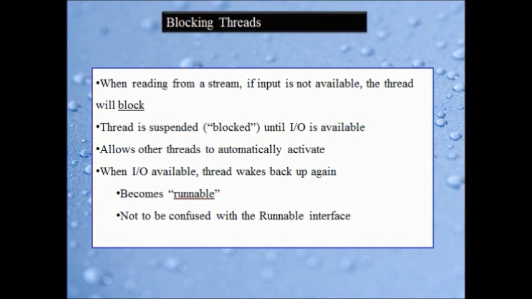Blocking threads. When reading from a stream, if input is not available, the thread will block. The thread is suspended until input or output is available. This allows other threads to automatically activate. When I/O is available, the thread wakes back up again and becomes runnable, not to be confused with the runnable interface.